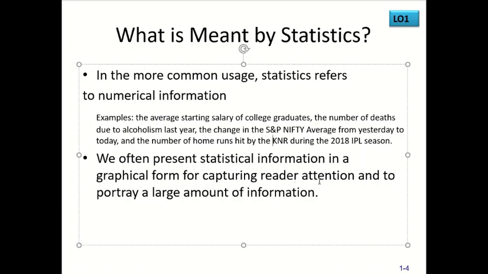Now, we often present statistical information in the form of graphs, not only for capturing reader attention, but to easily understand what the numbers are saying. So typically, plots you must have heard of, like bar graphs and pie charts, all portray a large amount of information very effectively in the form of graphical notation. So often with statistics, graphical representation is important to understand. We'll study more about these various graphical representations in subsequent sessions.